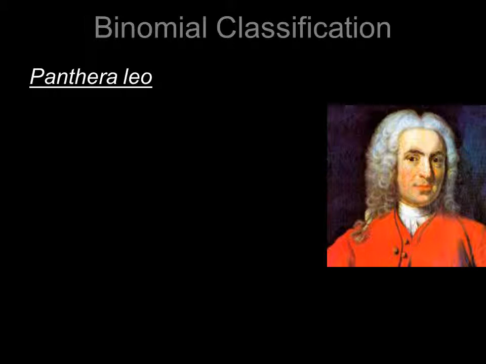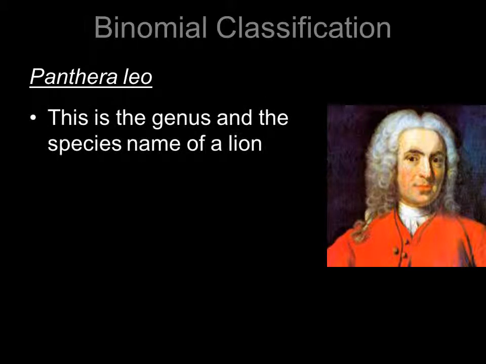And here's the man himself. This is Carl Linnaeus. He was Swedish. Here is his binomial system. This is the genus. This is the species part of the name with the lowercase first letter.